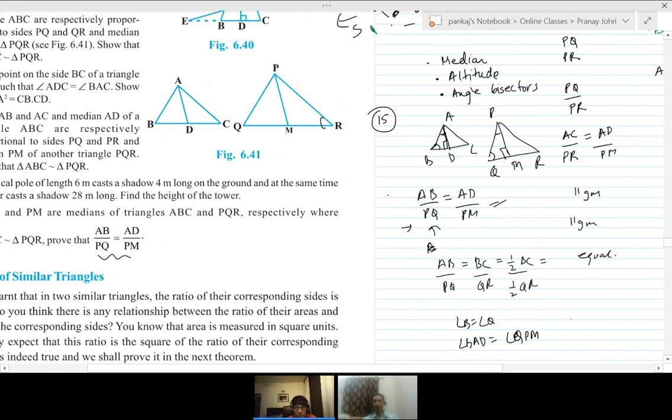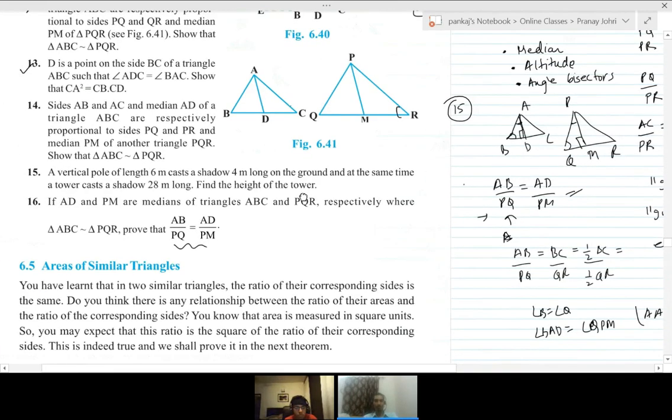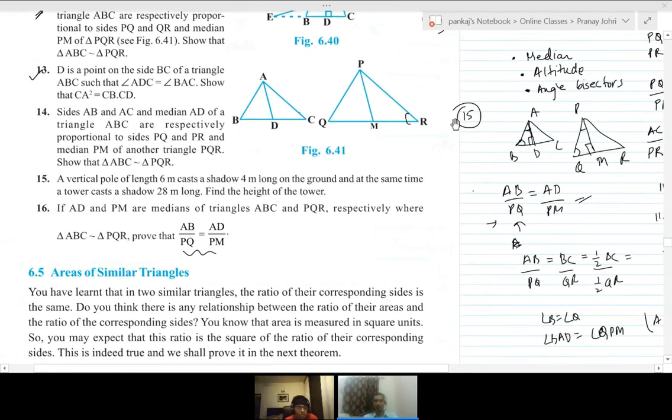So by AA, these two left hand side parts are equal, similar triangles. Got this? So on similar lines, we can prove a lot of cases. So why this was required is it would come in future. So I just meant you just remember this.